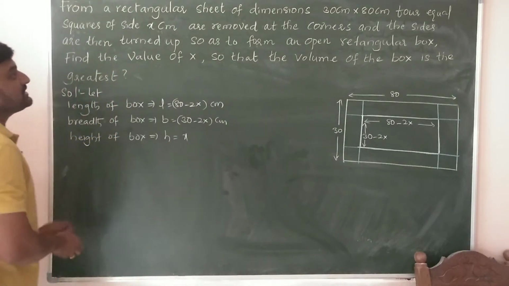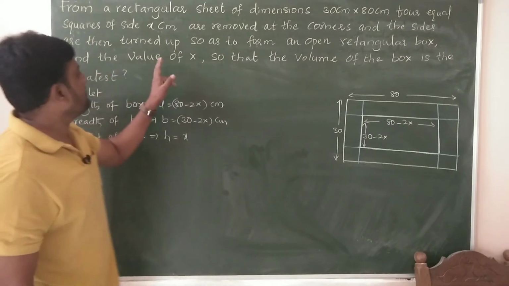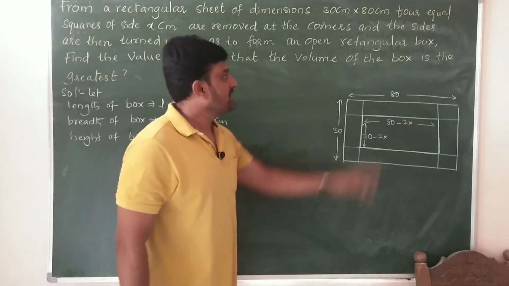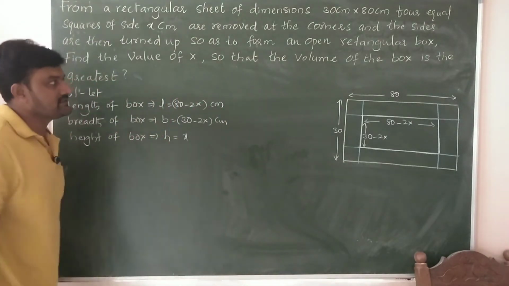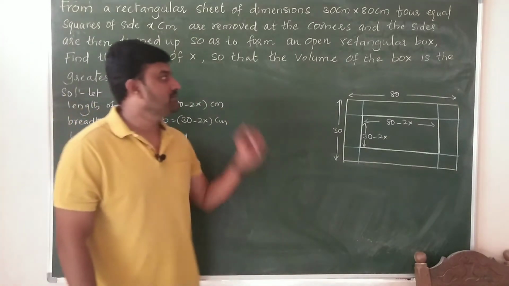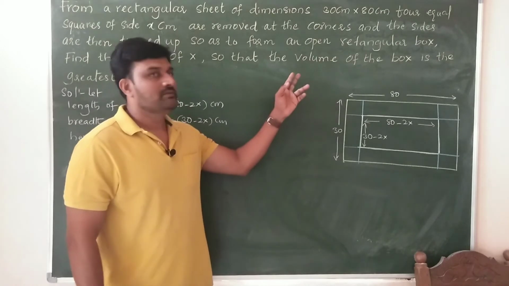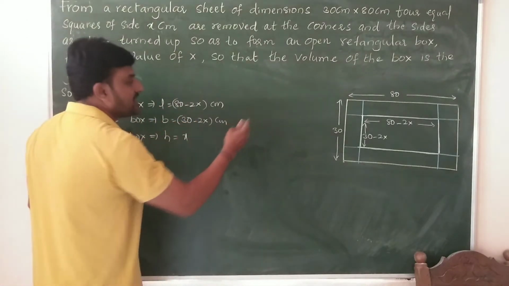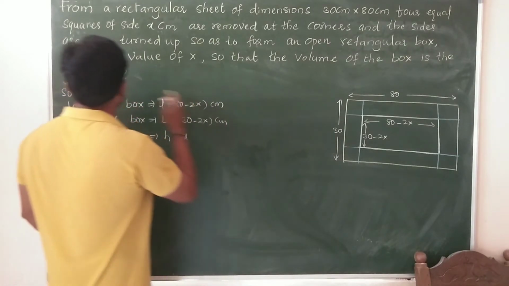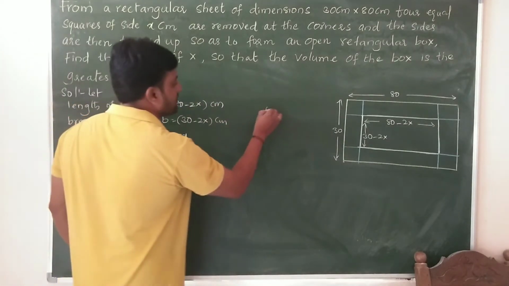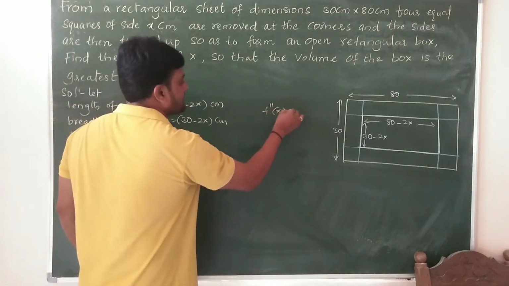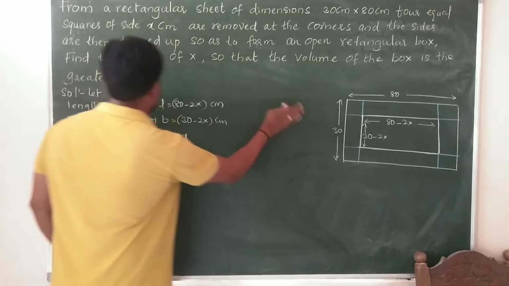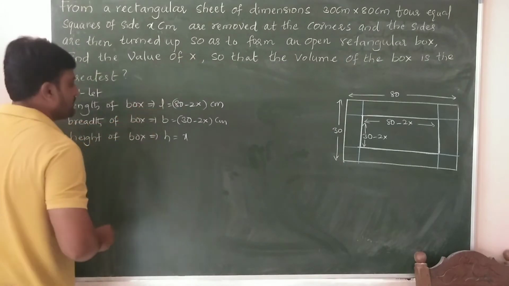Actually, we need to find the value of x so that the volume of the box is the greatest. For this, the second derivative of the function should be less than 0, since greatest means maximum. Suppose f double dash of x is less than 0. We have to show this, and also find the value of x.